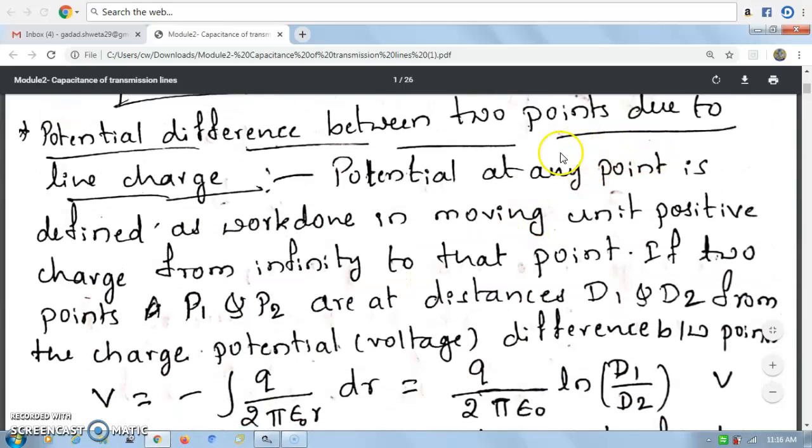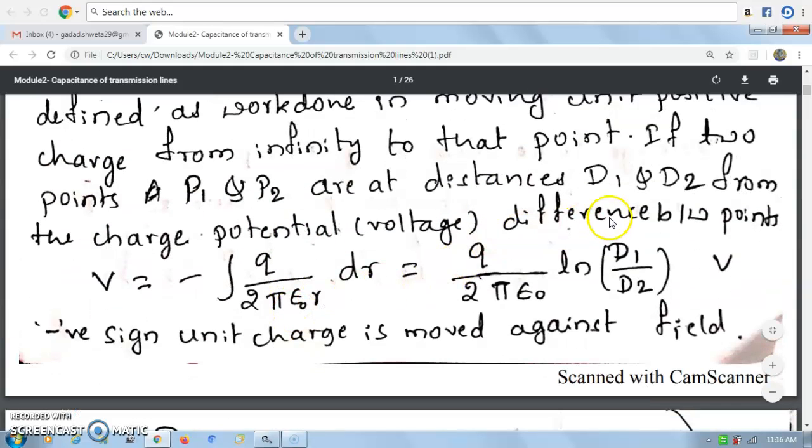Potential difference between two points due to line charge. The potential at any point is defined as the work done in moving a unit positive charge from infinity to the required point. Okay, if two points, say P1 and P2, are at distances D1 and D2 from the charge, the potential can be expressed as minus integration of Q divided by 2 pi epsilon r dr with respect to r radius. Okay, put the limits here, you will get d2 divided by d1.